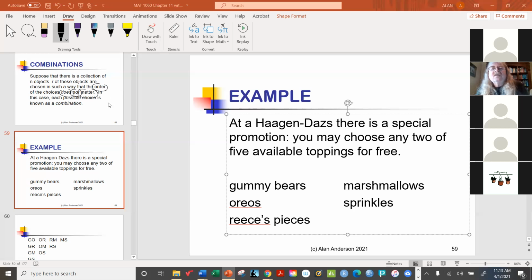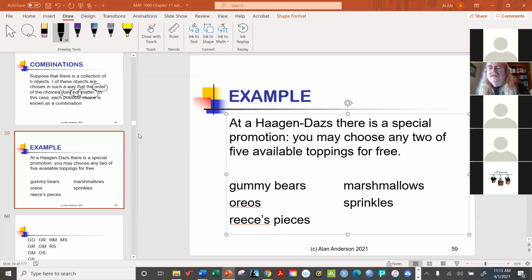All right. But anyway, so let's say we show up at a Haagen-Dazs and they're having a special promotion. If you buy an ice cream, you can get any 2 of these 5 toppings available for free. Oh, look at these goodies. Gummy bears, Oreos, Reese's Pieces, marshmallows, sprinkles.